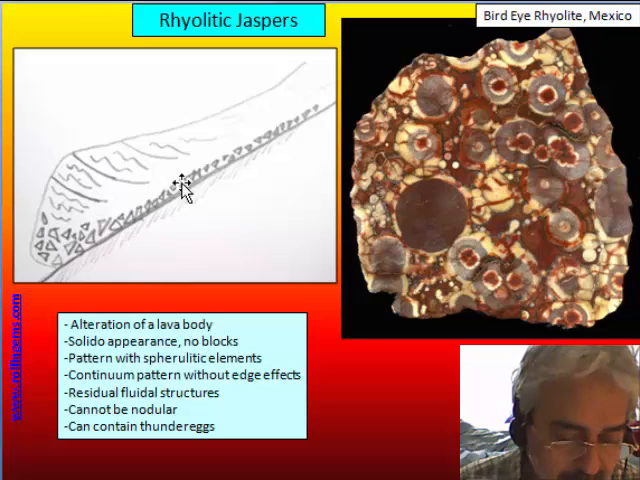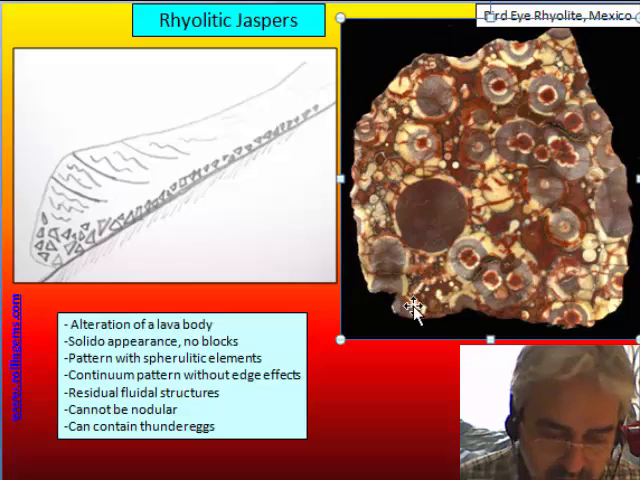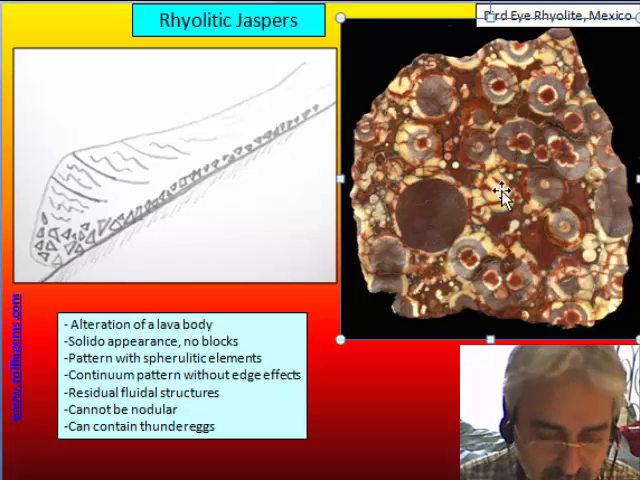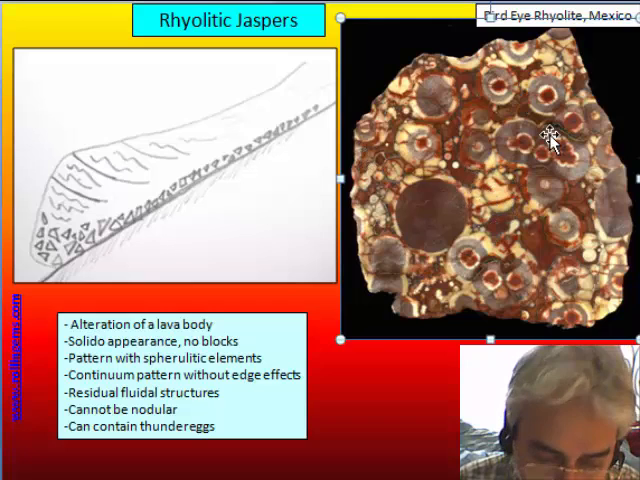Most of our jaspers are made from obsidian because we need a very glassy rock. The appearance is solid, not blocky, so there is no edge, there is no end of the pattern. All the lava body is transformed in the same way with spherulite structure. The structure is always in dots, spherulitic or dendritic structure, starting from a small phenocryst found in the obsidian. In some cases we can see residual fluidal structure in between the spherulites, but not always.